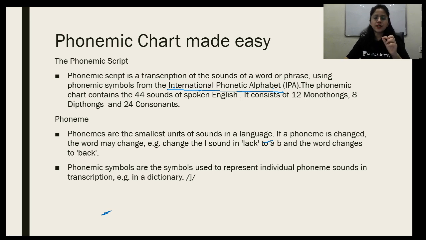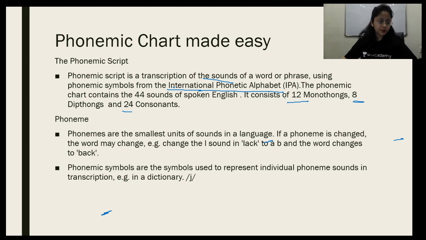And to get your pronunciation correct, you need to definitely follow the single sounds and the double sounds and the consonants. The phonemic chart contains the 44 sounds of spoken English. It consists of 12 monophthongs, 8 diphthongs, and 24 consonants. So very, very important to understand that.